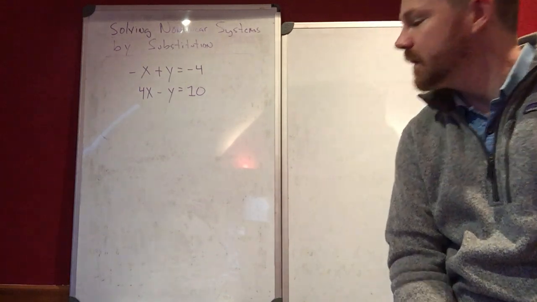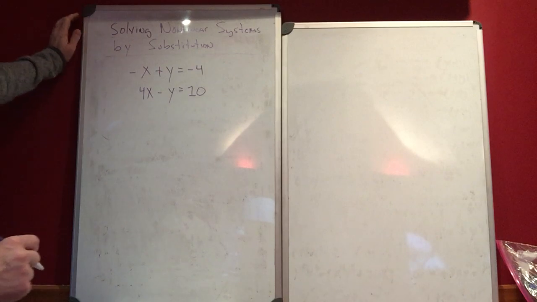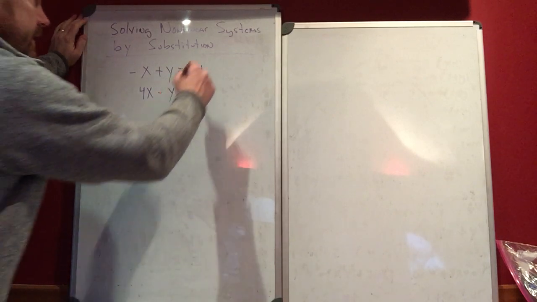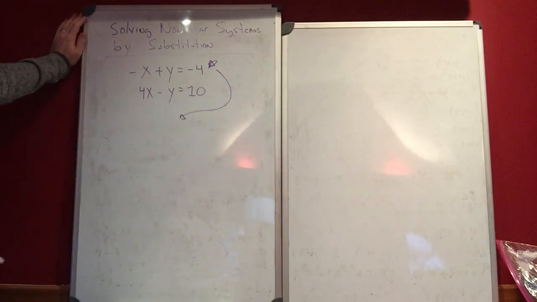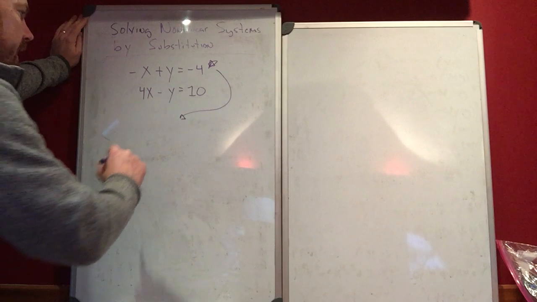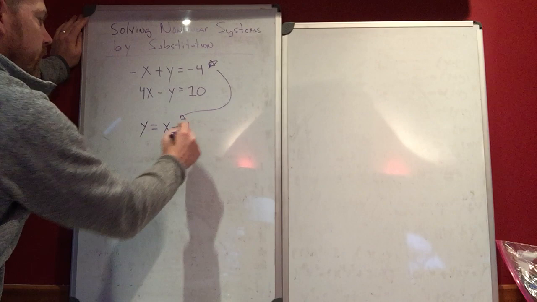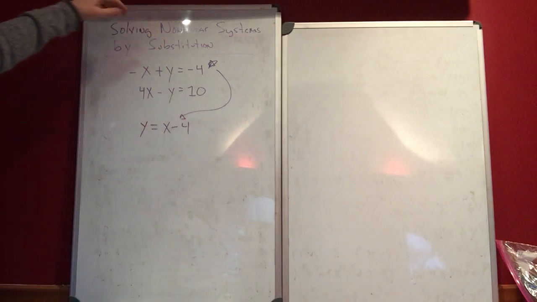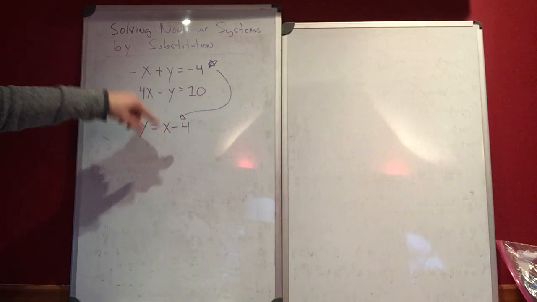All right. So the first step that we would do here is we look at this and we say we need to solve one of these equations for one variable. We need to isolate one variable. So I'm going to take the first one, negative x plus y equals negative 4, and I'm going to solve that for y. All I have to do is add x on both sides to solve it for y. So this becomes y equals x minus 4. All I did was add x to both sides. Now I have isolated one of the variables, right? So y equals x minus 4.